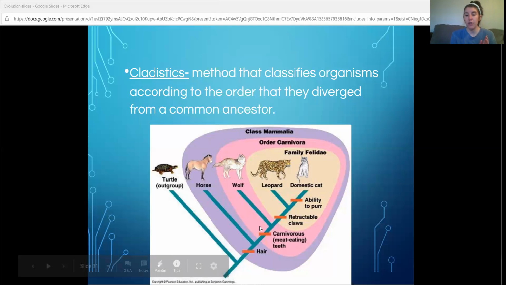Then as we go up, we become carnivorous. A horse is not carnivorous, so it's going to branch off right there. But a wolf, a leopard, and a cat are. Then we have retractable claws. A wolf is carnivorous and it has hair, but it does not have retractable claws, so it branches off. The leopard and the cat are what we have left. The cat can purr, the leopard cannot, so the leopard branches off, and then we're left with a cat. So all of these organisms, if we go down that cladogram, have a common ancestor very, very far back in the past.